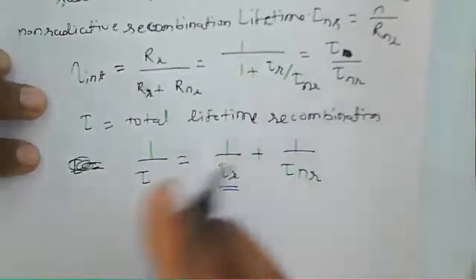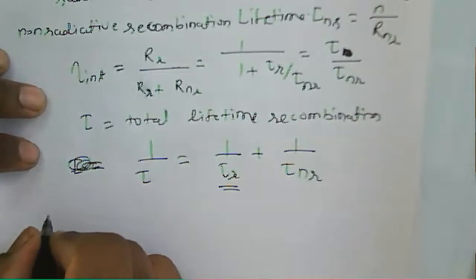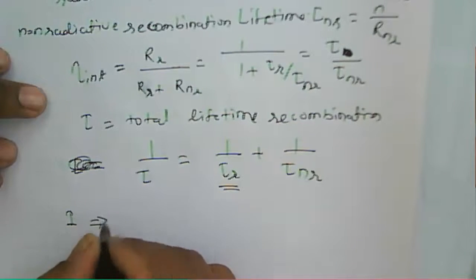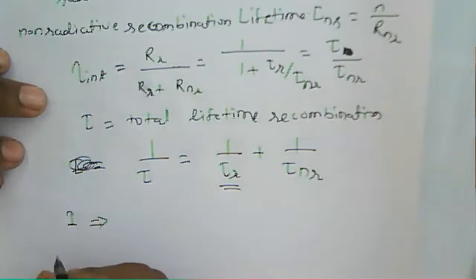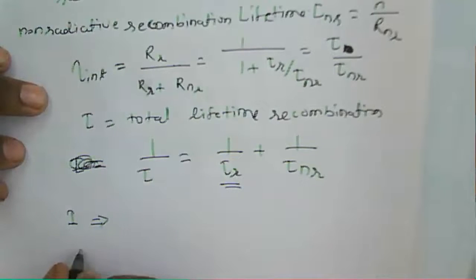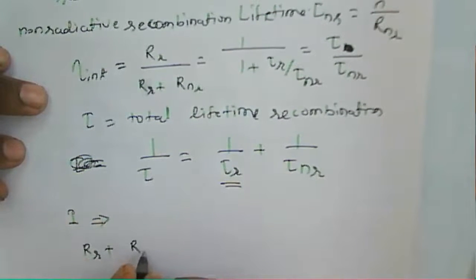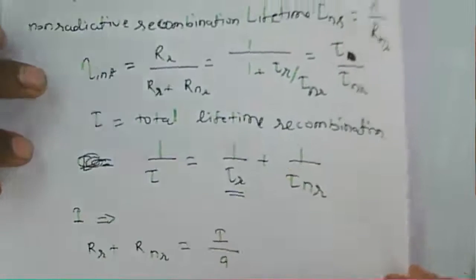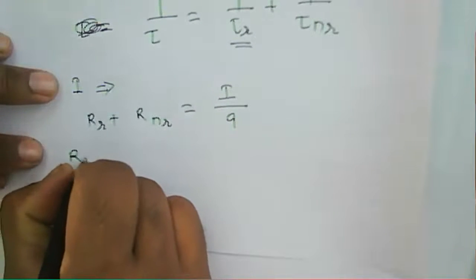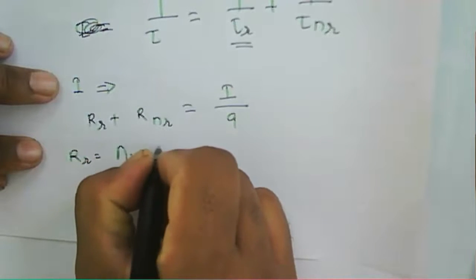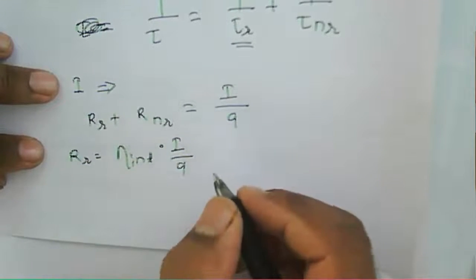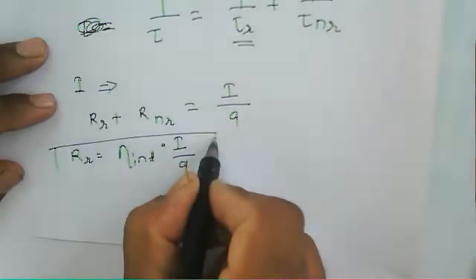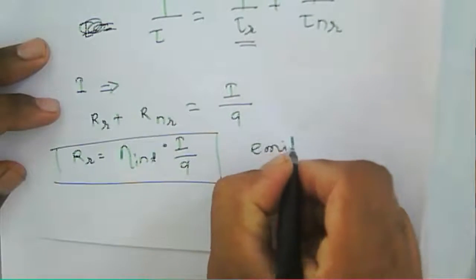So we can say that if a current I is injected in a LED, then we can calculate the total recombination rate per second, that will be RR plus RNR is equal to I by Q. From this we can calculate that RR is equal to what? N internal into I by Q. So RR is nothing but the radiative recombination, and that will emit the photon.